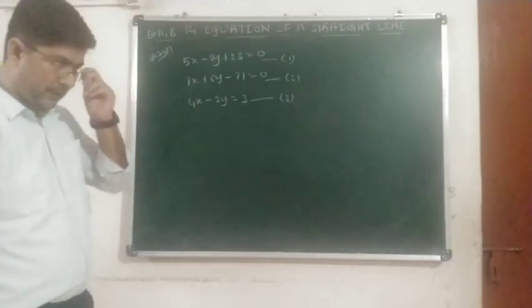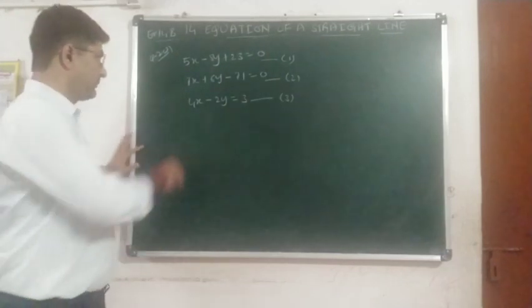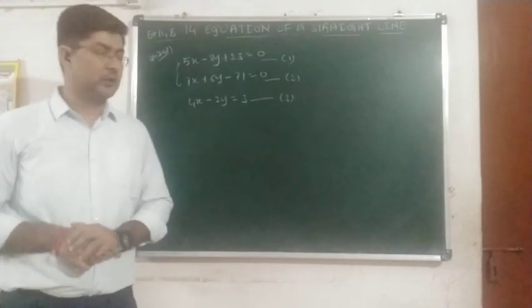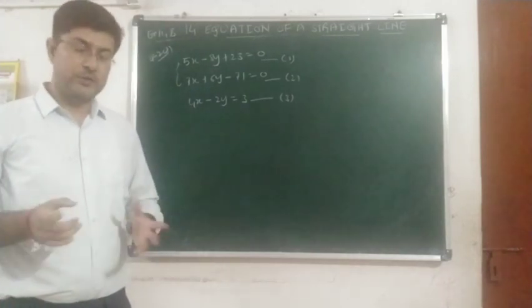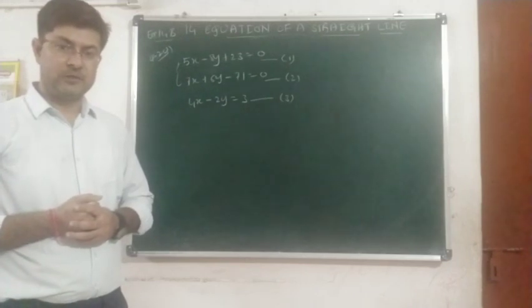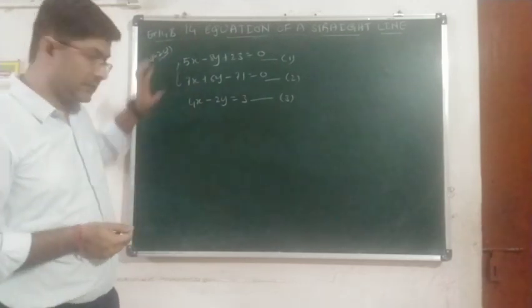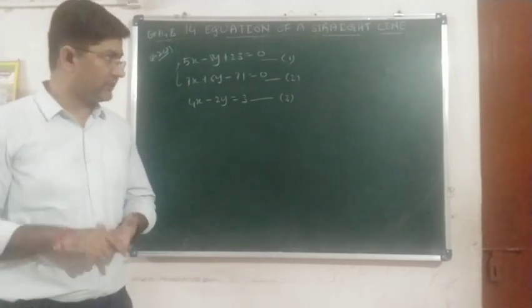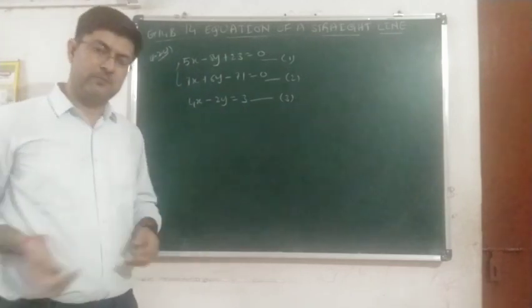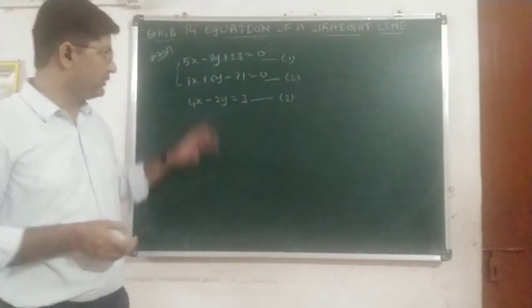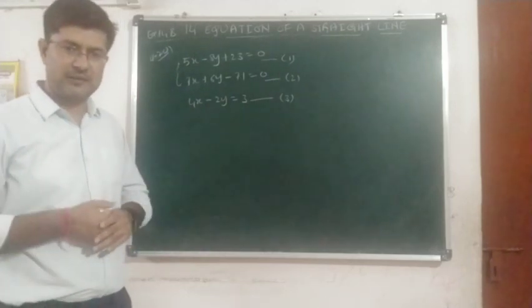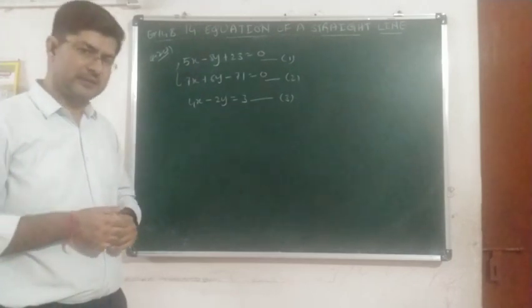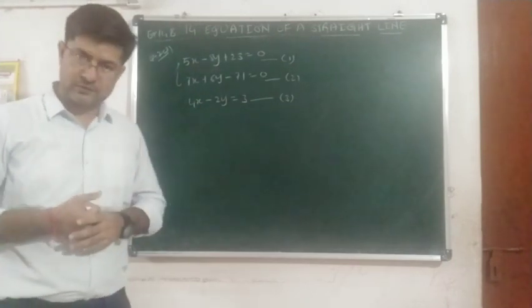It is given that the required line is passing through the point of intersection of the two lines, means lines 1 and 2. So what you understand from this statement is that the required line is passing through the point of intersection of lines 1 and 2. So it is very clear that first we have to find the point of intersection of the two lines. How to find the point of intersection of two lines? Obviously we will use elimination or any one of the methods of solving the equations, and we will find out the point of intersection of the two lines.